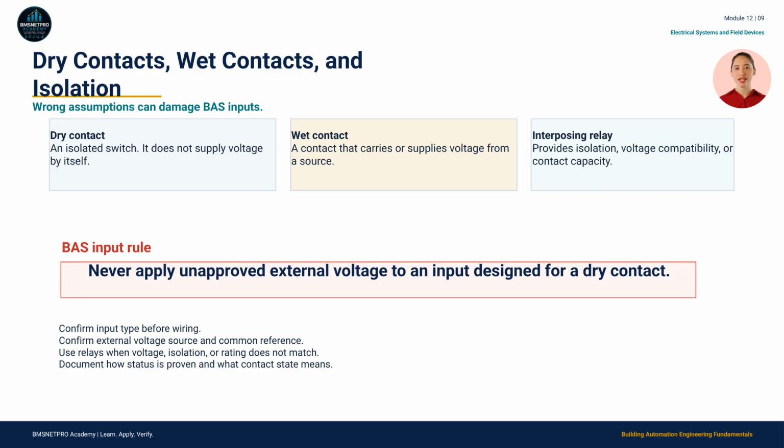Dry and wet contacts are a major source of BAS mistakes. A dry contact is simply an isolated switch. It does not supply voltage. A wet contact carries or supplies voltage. If a BAS input is designed for a dry contact and someone applies an external voltage, the input can be damaged. When there is any uncertainty, stop and verify the wiring diagram, input type, voltage source, common reference, and ratings. An interposing relay is often the right tool when isolation or voltage compatibility is needed.